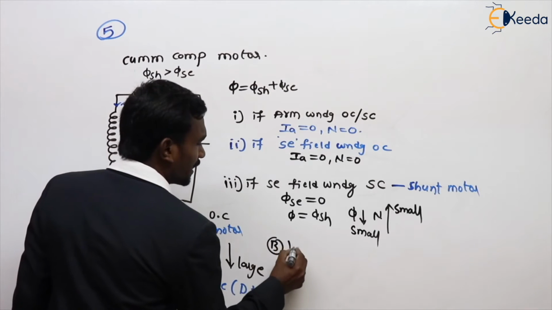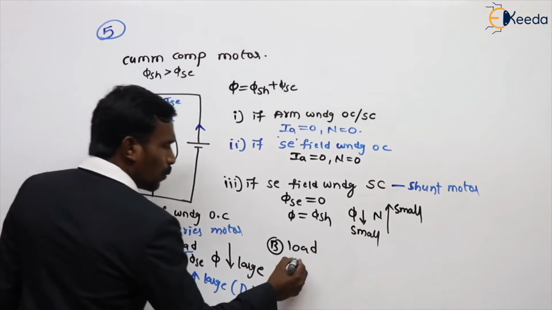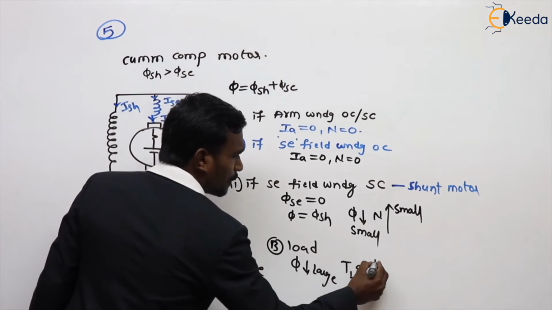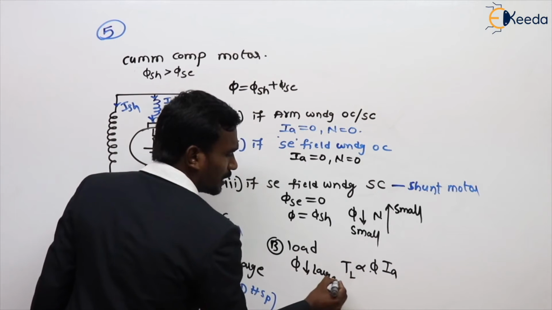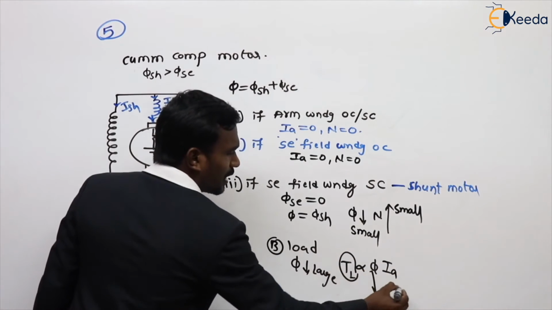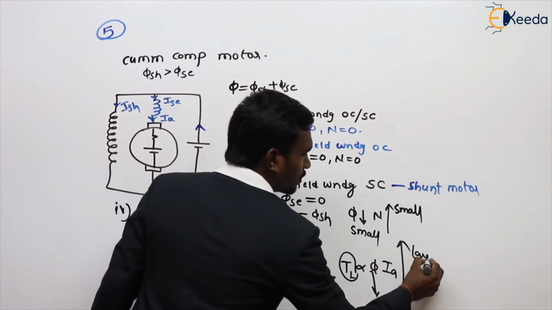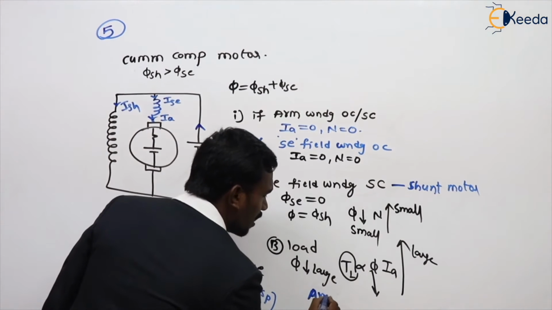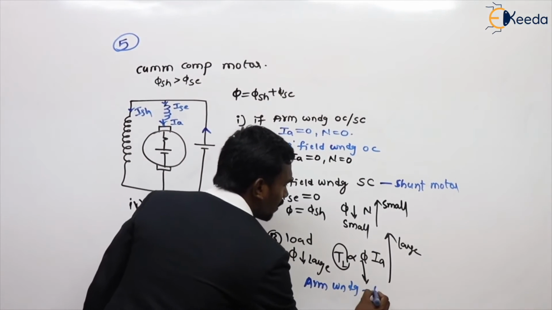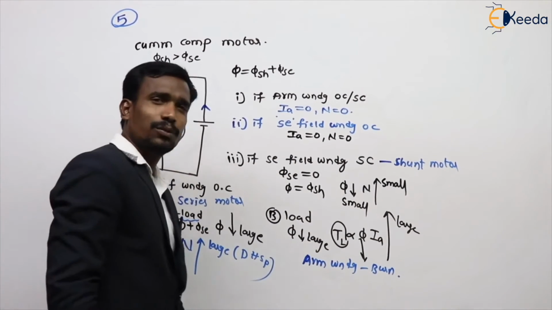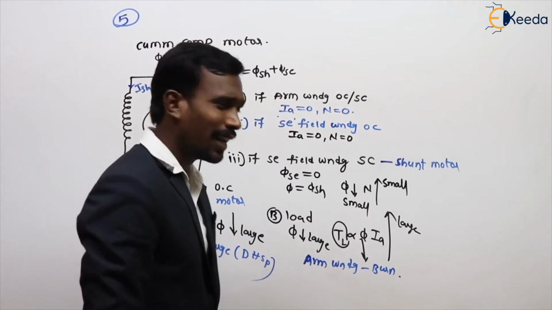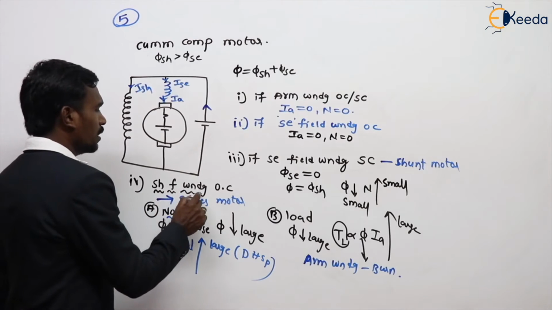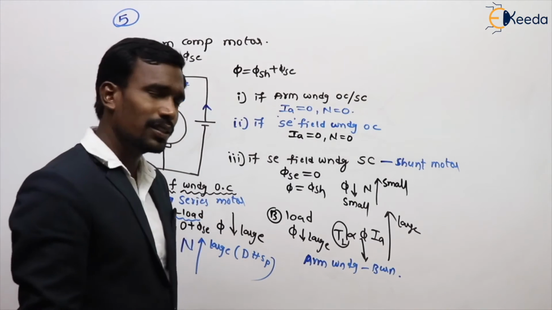Next, at loaded condition. At loaded condition, when the flux decrement is large, then what happens? The load torque is directly proportional to phi into Ia. When the flux decrement is large, to maintain constant torque, the armature current increases by a large amount. When the armature current increment is large, what happens, sir? The armature winding says, I'm sorry. So the armature winding burns out. This is the concept when the shunt field winding is open circuited.